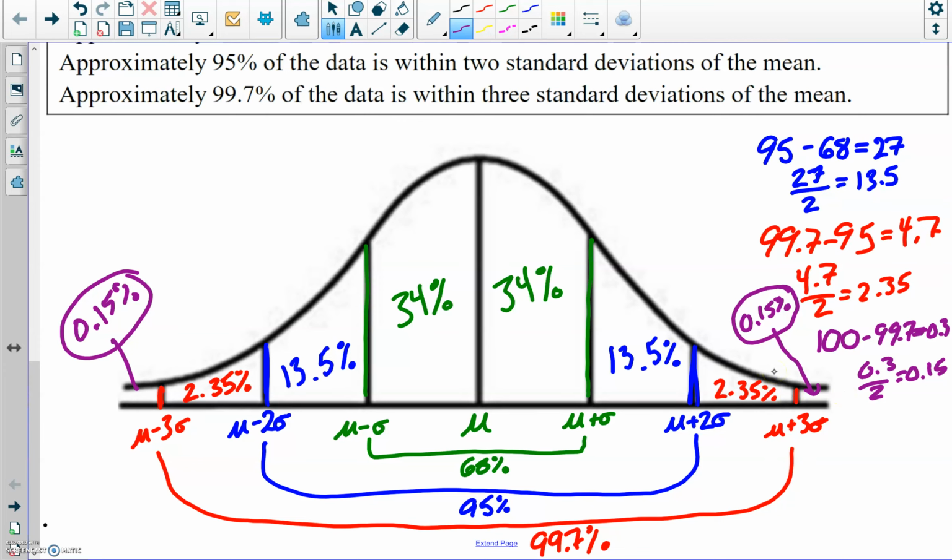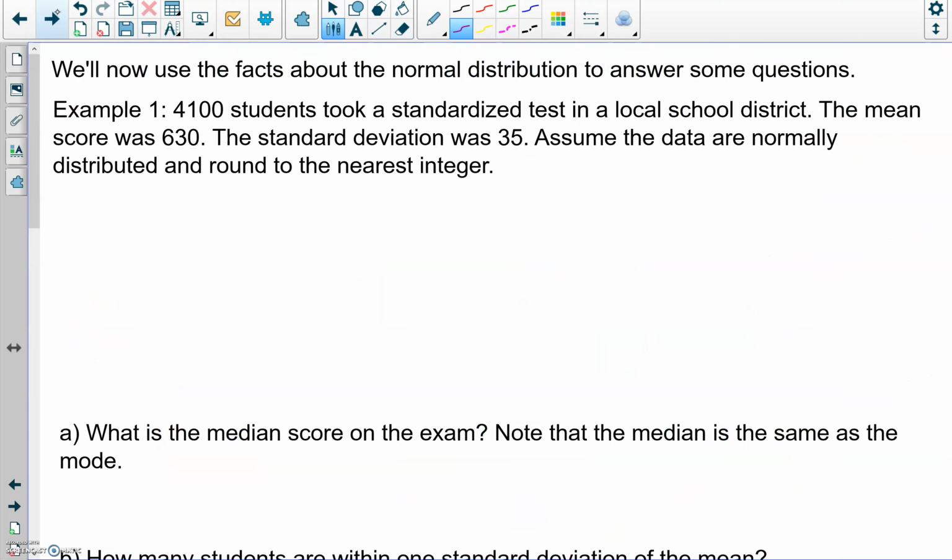So if you remember half of it, you can fill in the other half because it's symmetric. So it's always going to be 0.15%, 2.35%, 13.5%, and 34%, and then decreasing, using the same numbers on the other side, mirror image. So the only thing that's going to change are these numbers down below, the means and standard deviations based on the problem they give you. But if they tell you it's normally distributed, the percents, again, will always be the same. So let's go ahead and take a look here. We're going to use the facts that we just saw about that normal distribution to answer some questions.